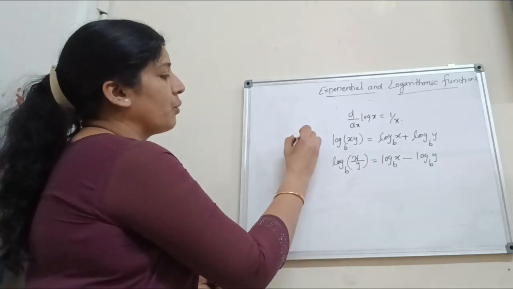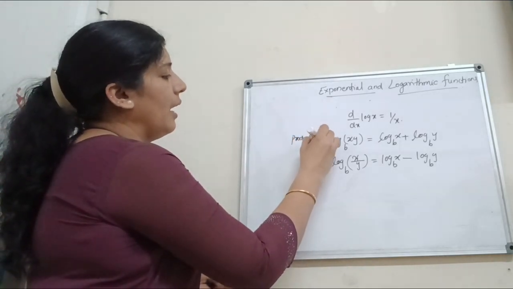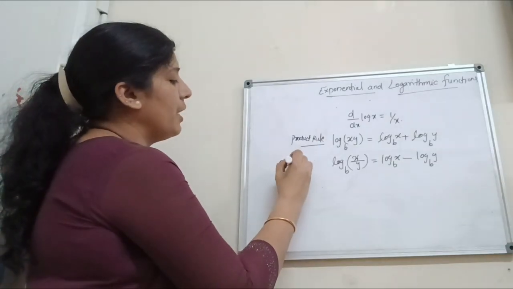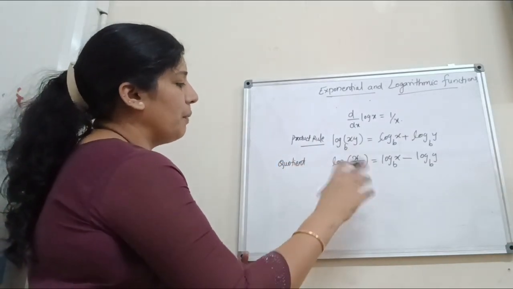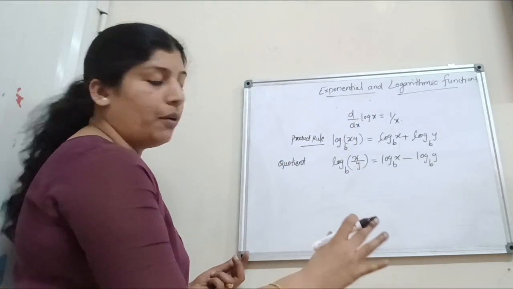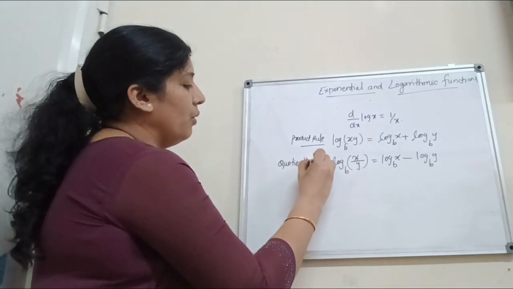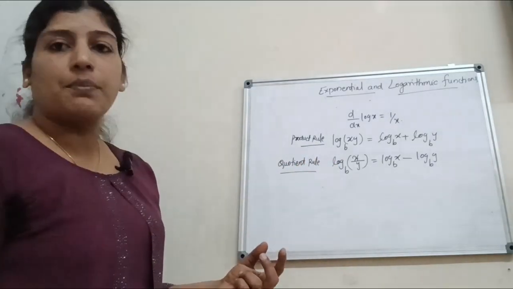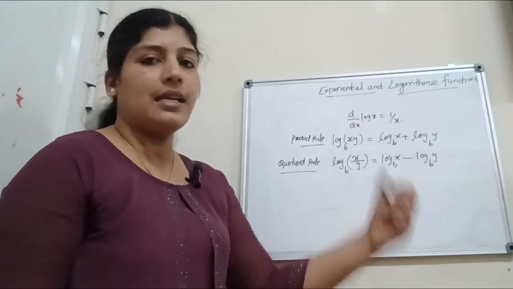The first one is the product rule, log of xy. The second one is the quotient rule. It is of the form f of x by g of x, that is, a by b form. That is the quotient rule: log of x by y equals log x minus log y.